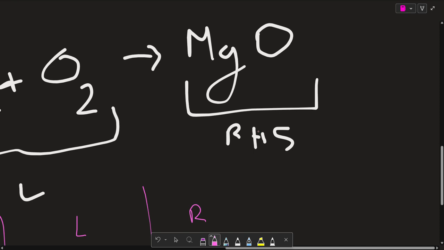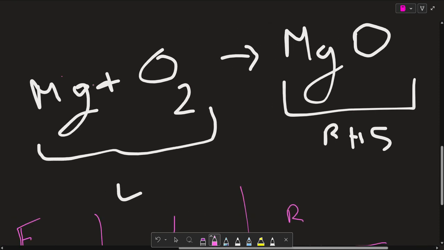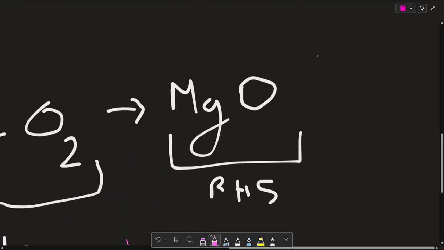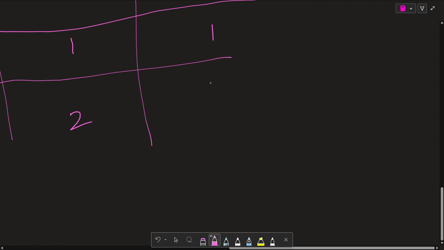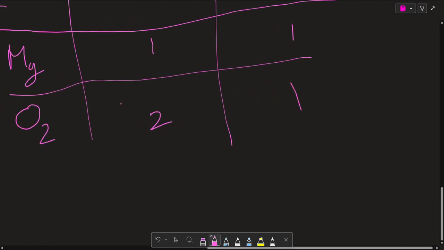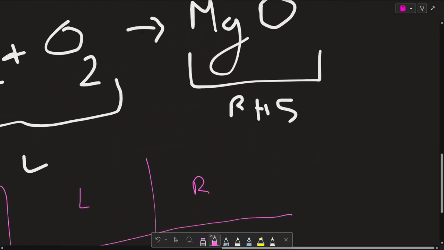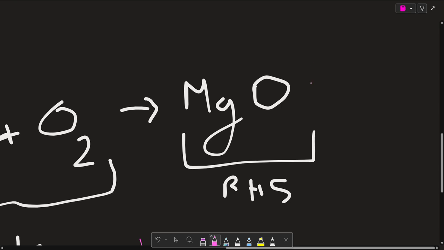But in case of RHS, the magnesium reacts with oxygen to form magnesium oxide. And the molecular mass of oxide is 1. See, 2 is not written here. So the molecular mass of oxygen here is 1. So we have to make the molecular mass of oxygen equal. How can we do this? I can do this by adding another oxygen molecule to the RHS.